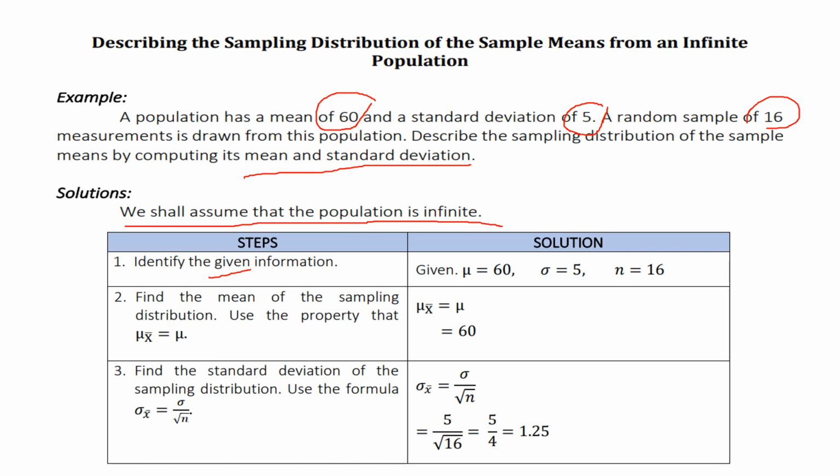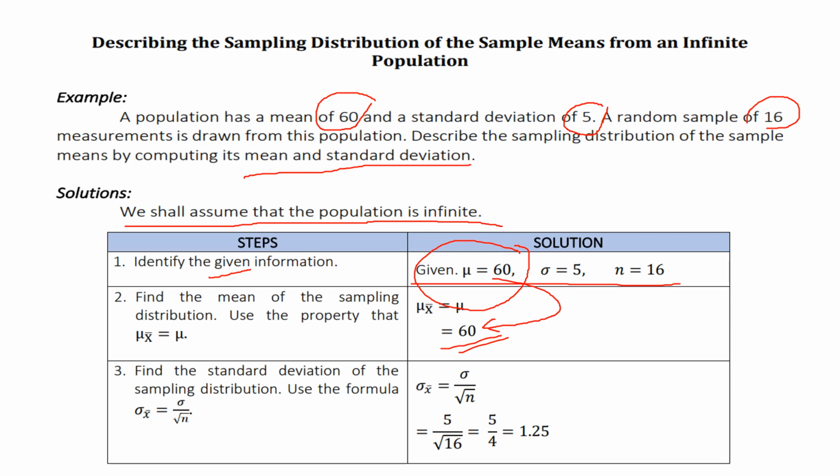First, identify the given information. You need to list down all the given values. Your mu is 60, your sigma is 5, and your n is 16. Second, find the mean of the sampling distribution. Use the property that the mean of the sample mean is equal to the population mean. That's why whatever the value of your population mean here will be equal to the mean of the sample mean, which is equal to 60. So therefore, your mean now is equal to 60.